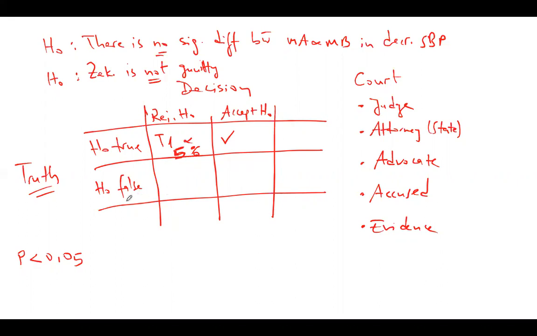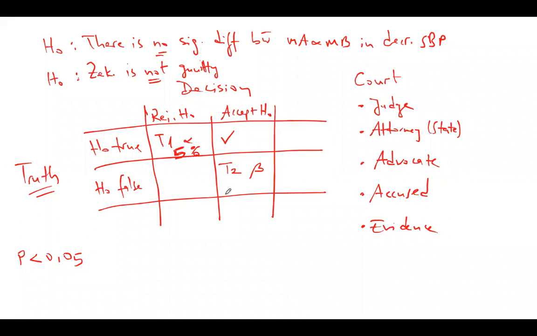The other possibility of making an error is that the reality is H null is false. I know it, but I don't say it openly, frankly. I did it. I have stolen the pencil. I am guilty. But you, judge, you accept H null. You say, let him go. He is not guilty. This we call the type 2 error or beta error.